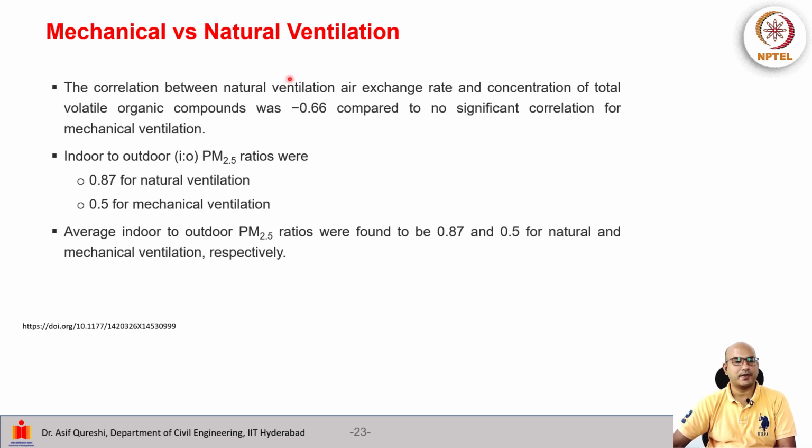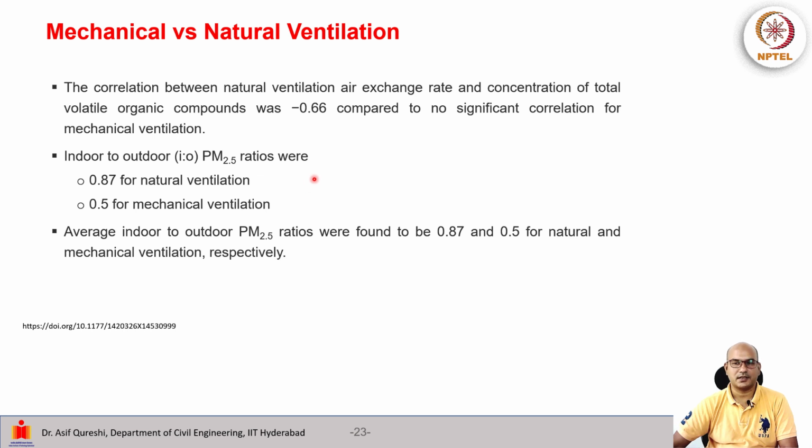If we were to make a small comparison of natural versus mechanical ventilation, in general the natural ventilation rate was shown to be correlated with the concentrations of total VOCs. It was negative, so in this case, the more the ventilation, the less VOCs were indoors. In this particular study, there was no relation to mechanical, but that depends on the conditions of the environment itself. Indoor to outdoor ratios we will look at more in the next few lectures. They were quite good for natural ventilation.